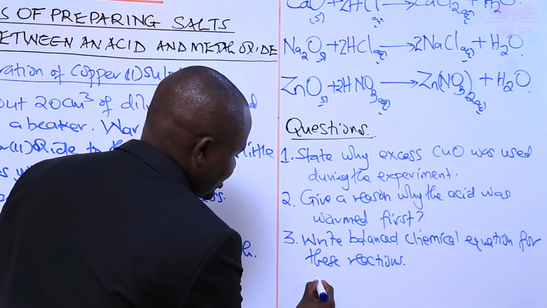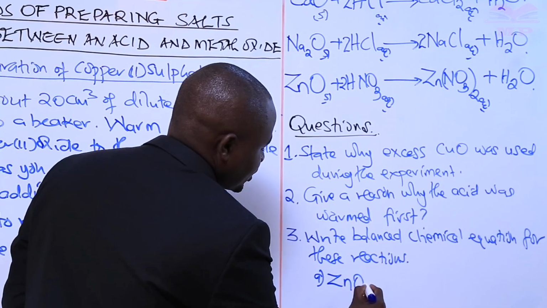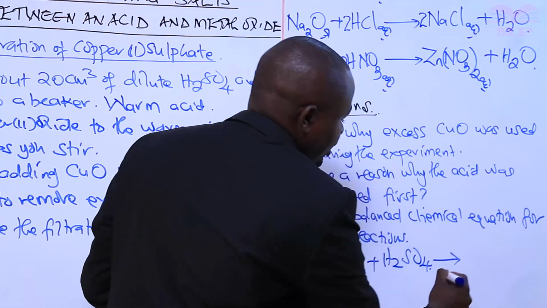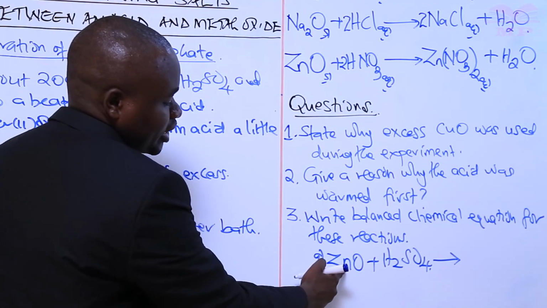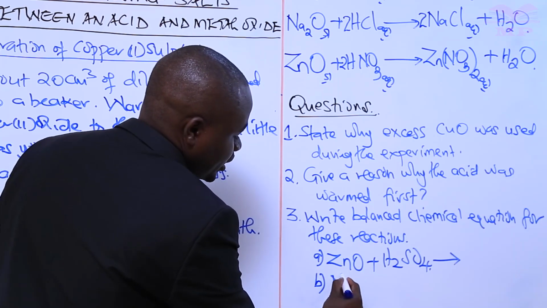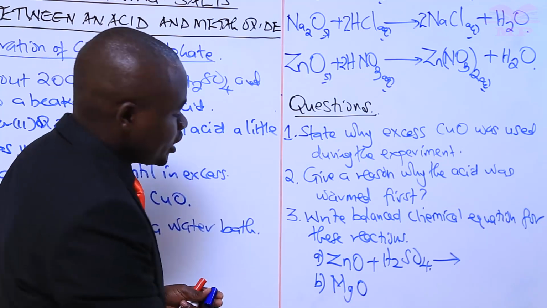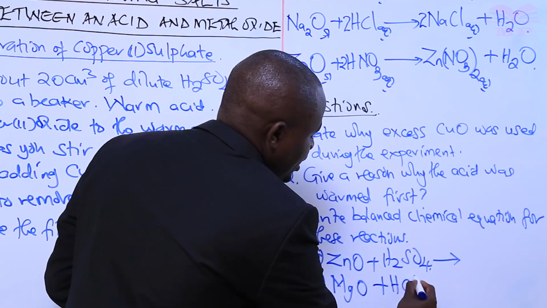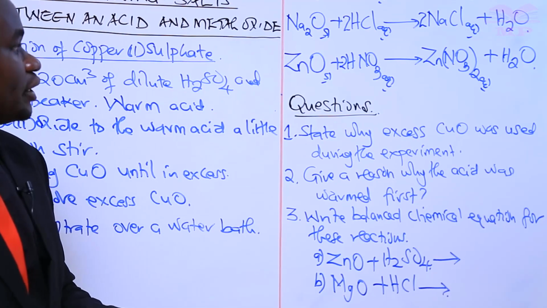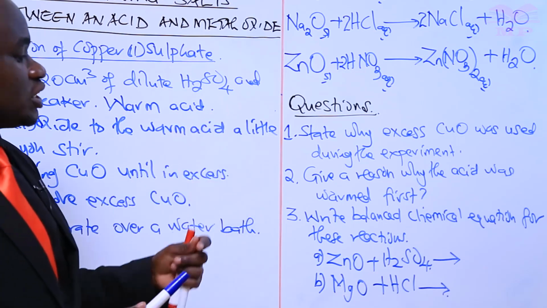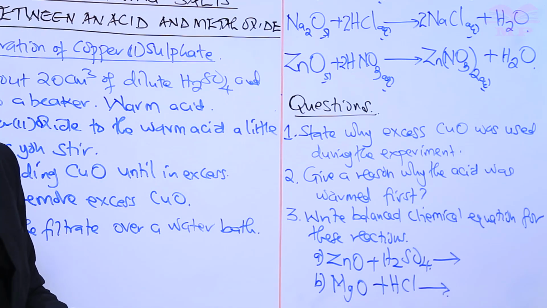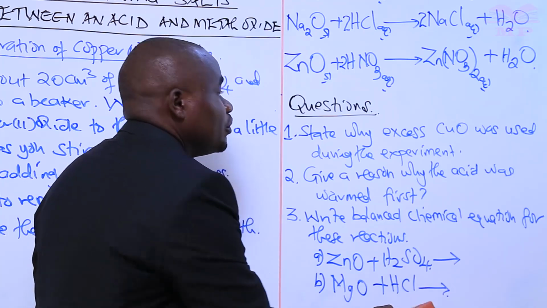So the first reaction is between zinc oxide and sulfuric acid. You try that one, get the products. We are still reacting a metal oxide and an acid. The second one is to try and write the reaction between magnesium oxide and hydrochloric acid. So you'd still get a salt and water. So we have just looked at how to prepare salts by reacting an acid and a metal oxide.